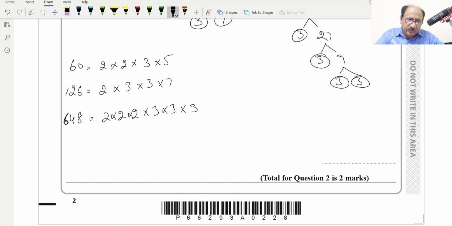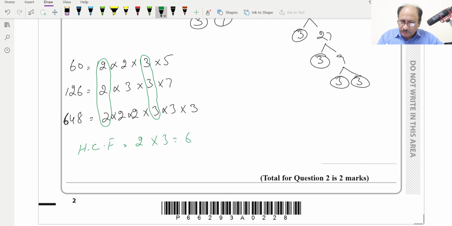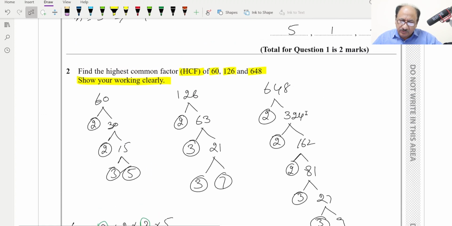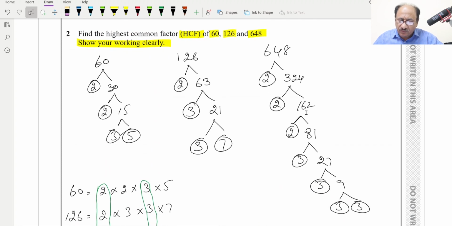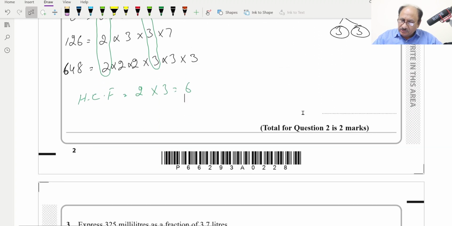Now we will check what is common. We can take this 2 as common, and next we can take this 3 also as common. So the HCF will be equal to 2 into 3, which is equal to 6. So 6 will be the common factor of all, and to check, we can divide them all by 6, and they will be divisible. So our answer will be 6 at the proper location over here.